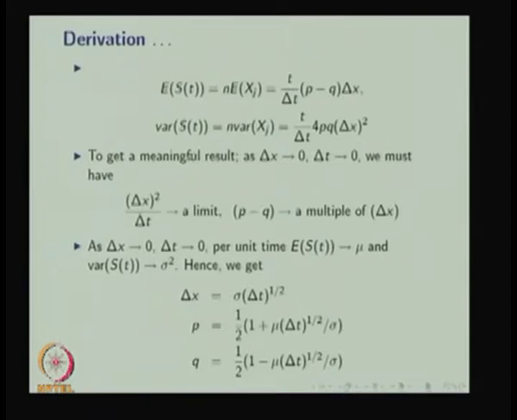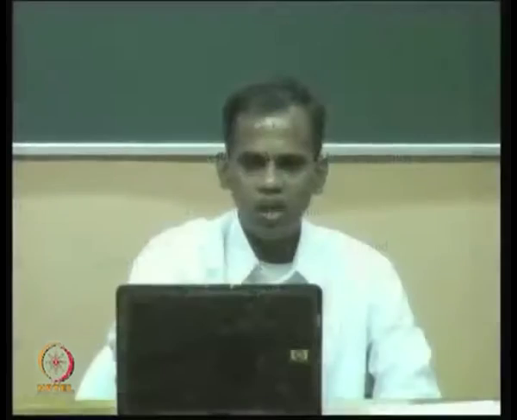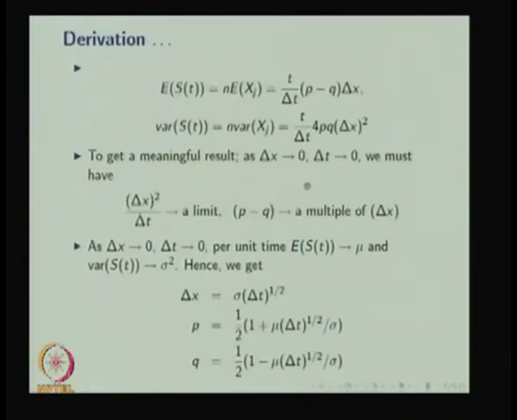Now you can make delta x tends to 0 as well as delta t tends to 0. Therefore, you will get a limit. By using simple calculation, the delta x is this much, where p and q is equal to half times 1 plus mu times this and 1 minus mu times this, divided by delta.